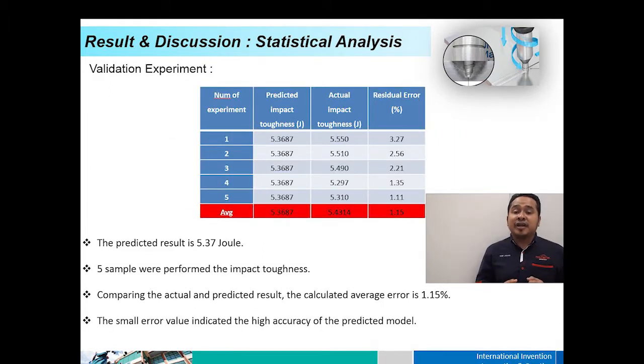This is a validation experiment. Okay, the predicted result is around 5.37 joules. Five samples were performed in the impact toughness test. Comparing the actual and the predicted result, the calculated average error is 1.15%. The small error value indicates the high accuracy of the predicted model.